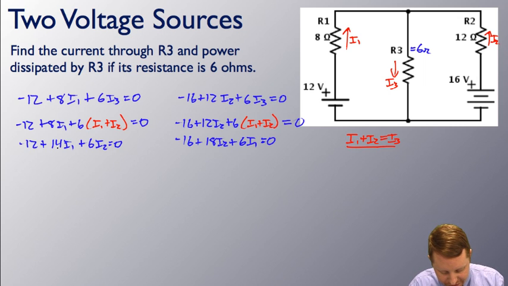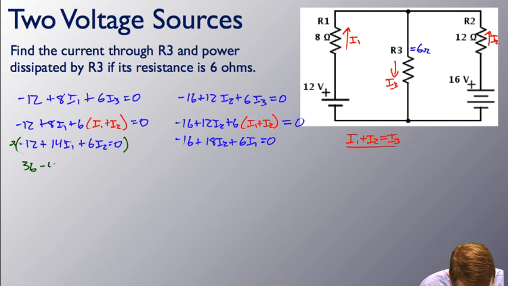Now I'm going to look for a nice easy way to combine these equations. And what I notice over here is I've got 6 I2 here and 18 I2 here. So if I multiply this whole thing by negative 3, both sides, I should be able to add it over here and do some simplification. Multiplying both sides by negative 3, so I'm keeping that equality, I end up with 36 minus 42 I1 plus negative 18 I2 equals 0.